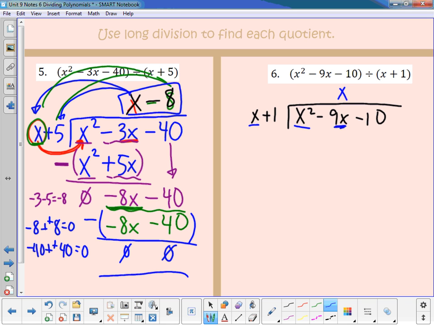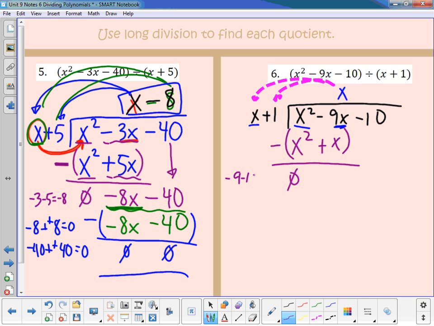And now you multiply. So this goes to that, and it goes to that. I have x times x, which is x squared. And I have x times 1, which is x, and subtract. x squared minus x squared is 0. Negative 9x minus x, that's negative 9 minus 1, negative 10. Okay, so I'm done with that part. I need to bring down the negative 10 and try it again.